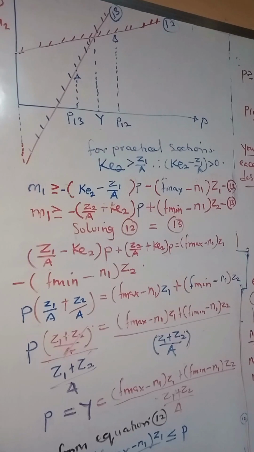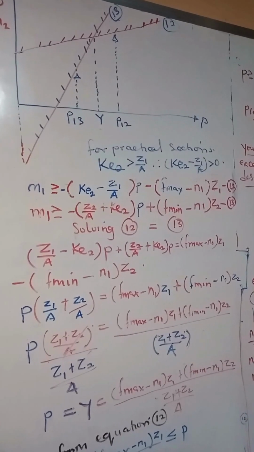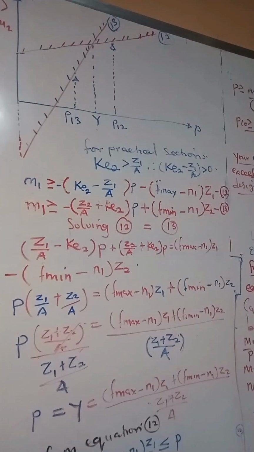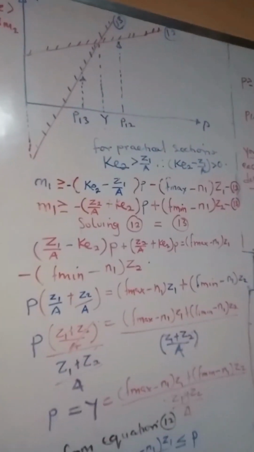Of course, the point of intersection of the graph gives us the solution to these equations. All right. So if we solve that, equation 13 equal to equation 12, we'll have our critical pre-stress force as Y, and we'll have that Y to be F maximum minus N1, close brackets Z1 plus F minimum minus N1, close bracket Z2, all over Z1 plus Z2 over A. All right, so that gives us a value for Y.